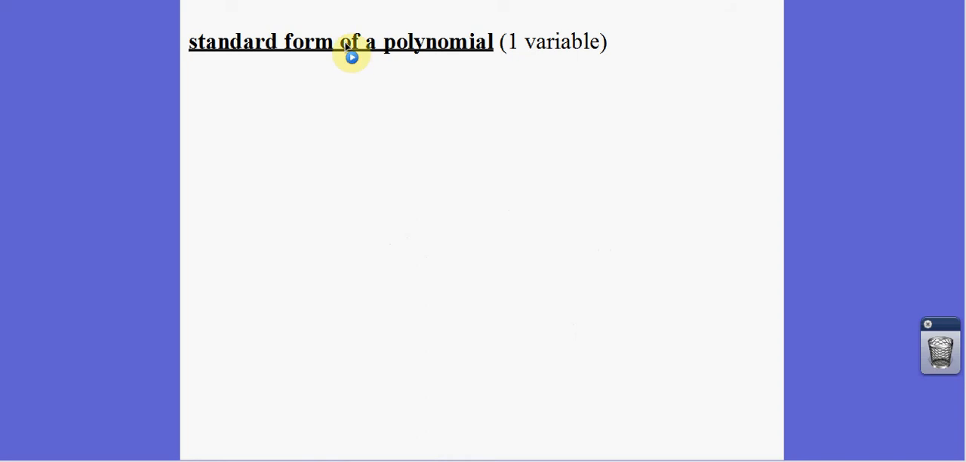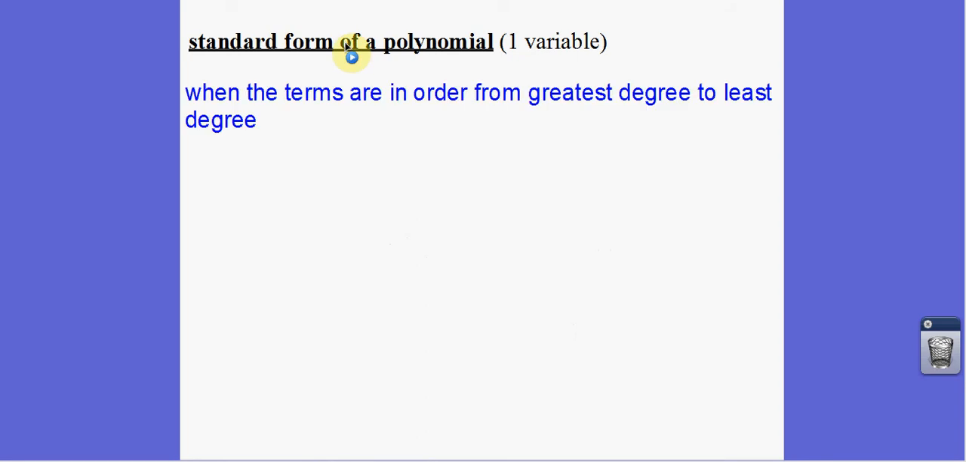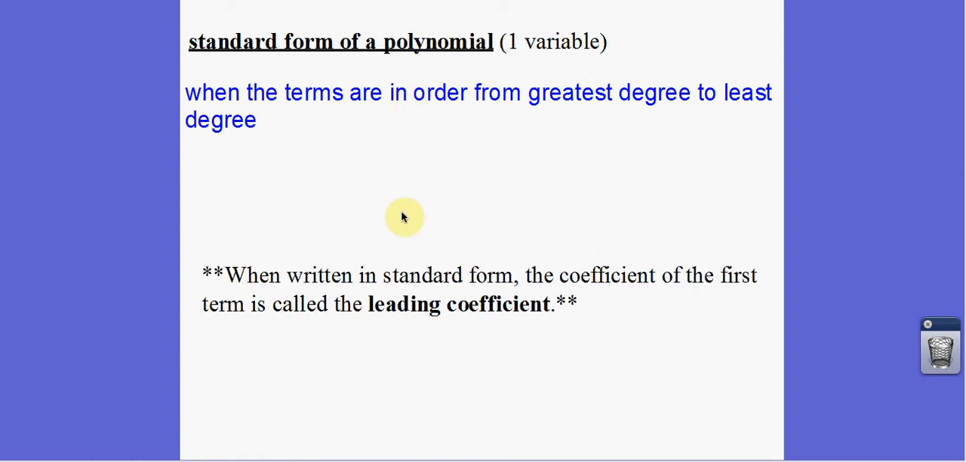Standard form of a polynomial, this is when you only have one variable, is whenever the terms are in order from the greatest degree to the least degree. In other words, biggest degree to smallest degree. Descending order. When you write a polynomial in standard form, the coefficient of the very first term has a special name. It's called the leading coefficient. So let's look at some examples where we have to put some polynomials in standard form and find the leading coefficient.